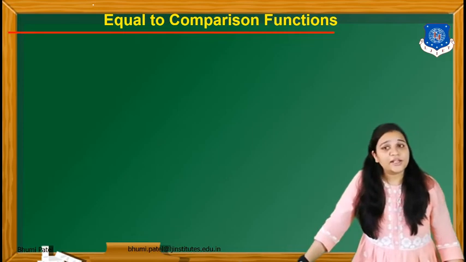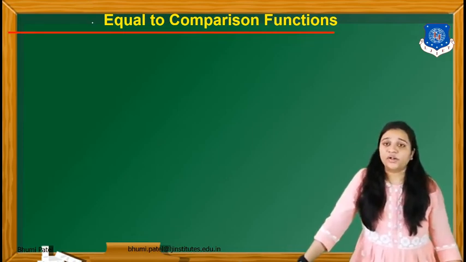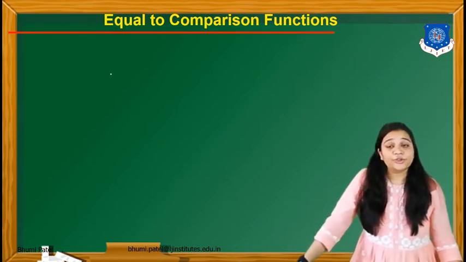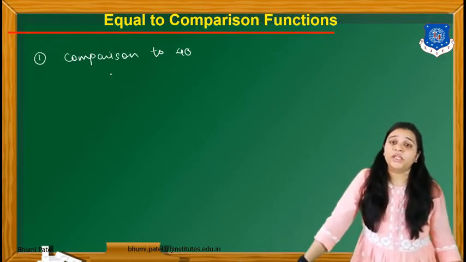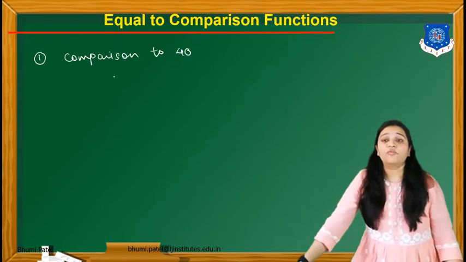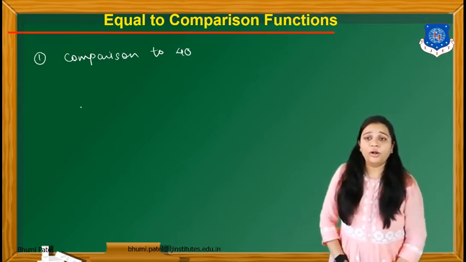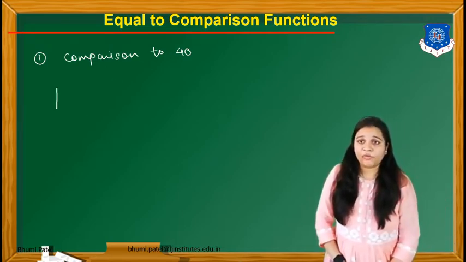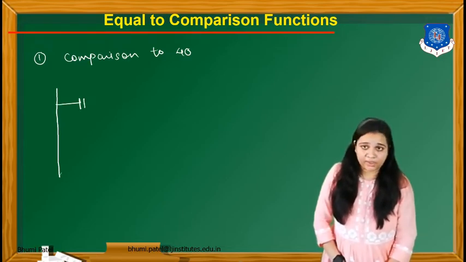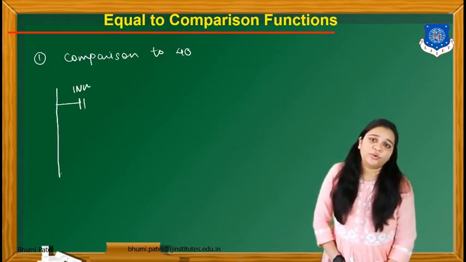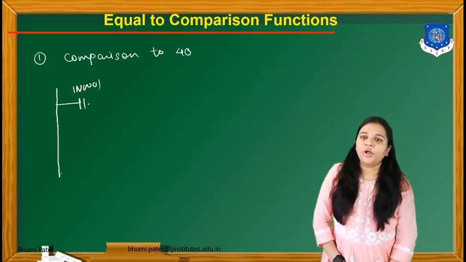So how can we execute the equal to comparison function in PLC programming? The first condition is that we have to compare with the number 40. For that we have to draw a ladder diagram. What is the condition for the comparison function? We have to take one input. Suppose the input name is IN001.